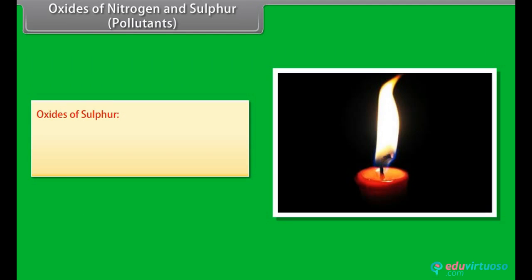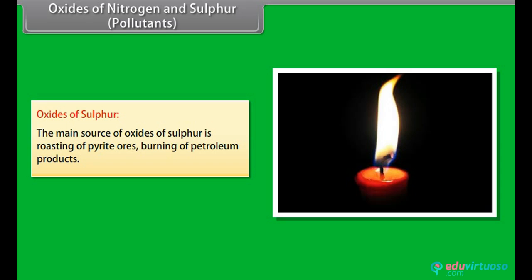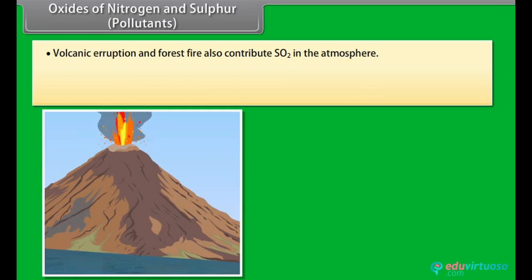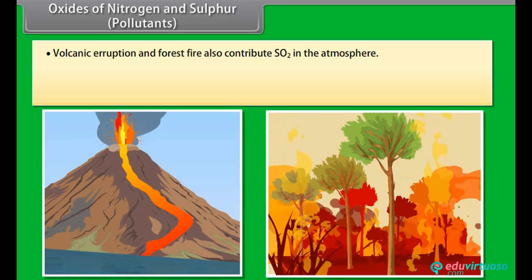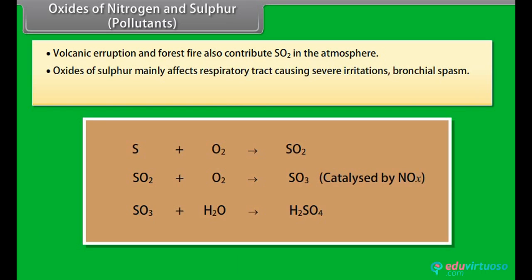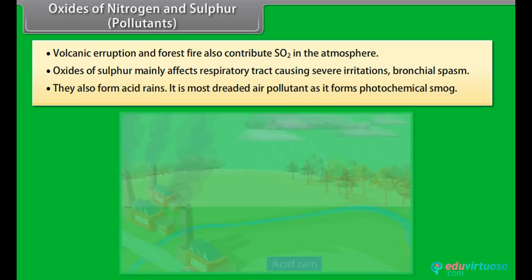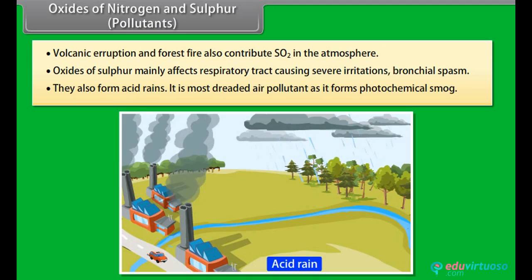Oxides of sulphur. The main source of oxides of sulphur is roasting of pyrite ores and burning of petroleum products. The main reactions are: volcanic eruption and forest fire also contribute SO2 in the atmosphere. Oxides of sulphur mainly affect the respiratory tract, causing severe irritation and bronchial spasm. They also form acid rains. It is the most dreaded air pollutant as it forms photochemical smog.